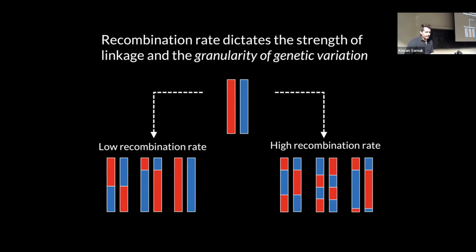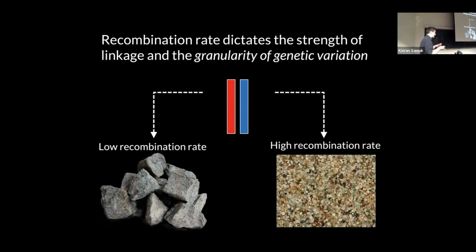And so one way to think about this is when recombination rate is low, genetic variation is contained in big boulders that are all stuck together. Whereas when recombination rate is high, allelic variation is much more granular, more like grains of sand in terms of how they will be seen by the forces of evolution.